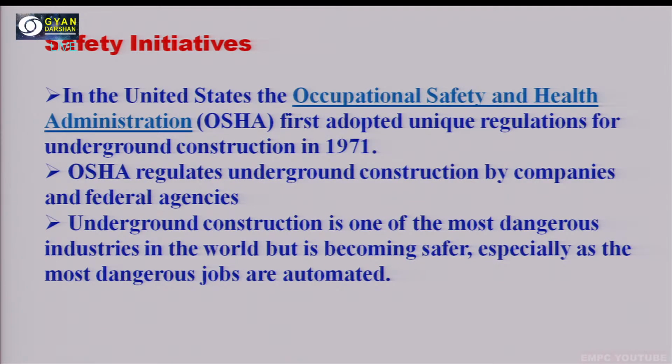Underground construction is one of the most dangerous industries in the world, but now it is becoming safer, especially as the most dangerous jobs are being automated. Automatic machines are now being used for tunneling and underground work, so the risk is being reduced. For risky operations, we are now using automated machines which do the excavation work. And wherever human power is required to work under these conditions, there are safety norms, and if we follow these safety norms religiously, then certainly we can avoid a lot of risks.